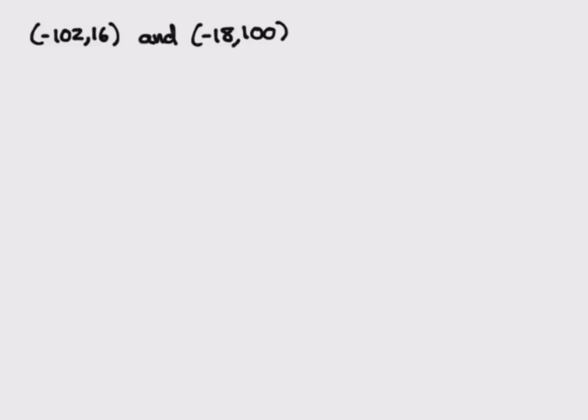And just for good measure, let's do one more practice problem. Why don't you pause the video and please find the equation in point-slope form of the line containing the points negative 102, 16 and negative 18, 100. And when you're done, please play the video and we'll reconvene.